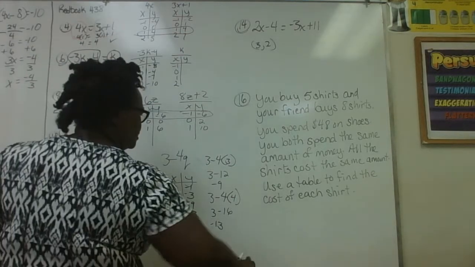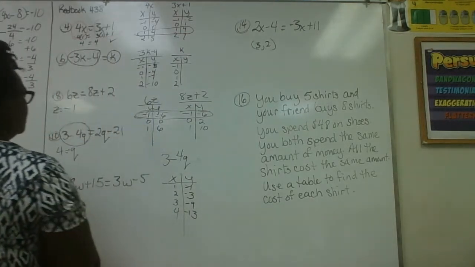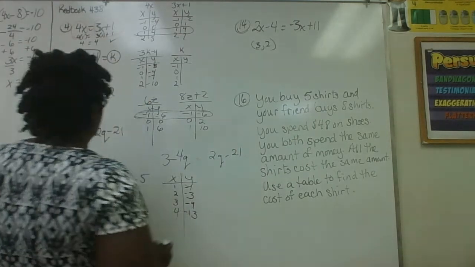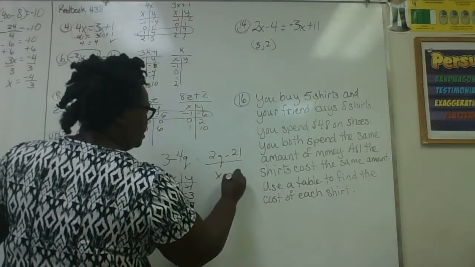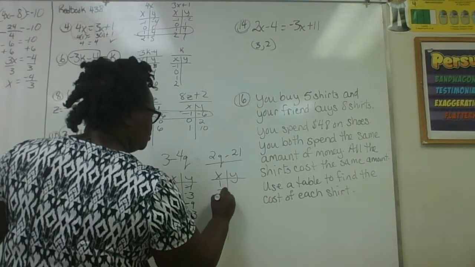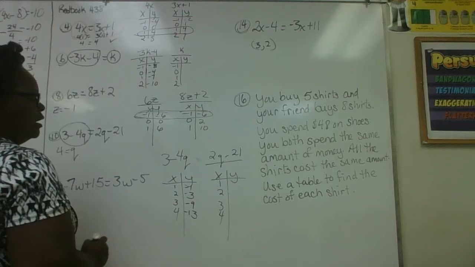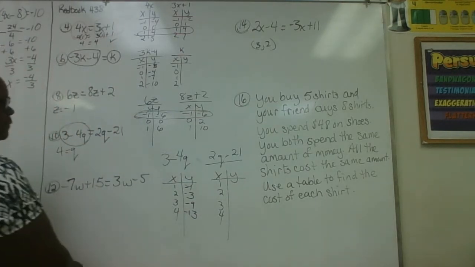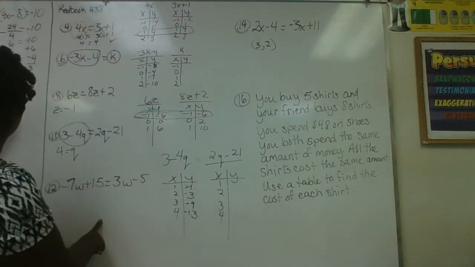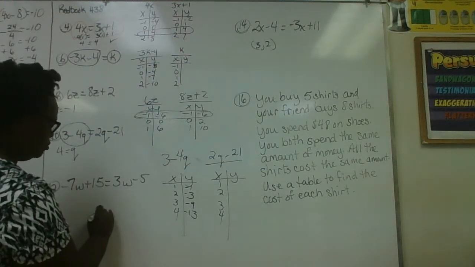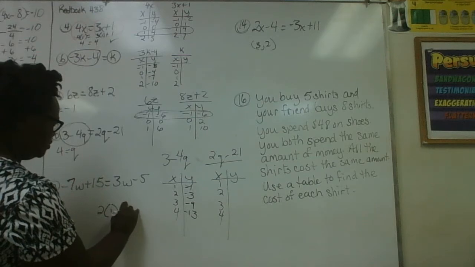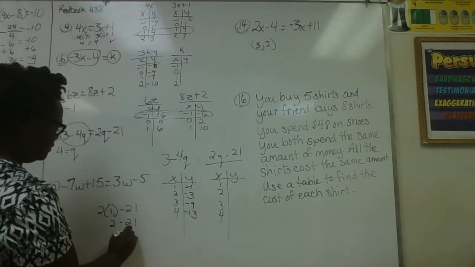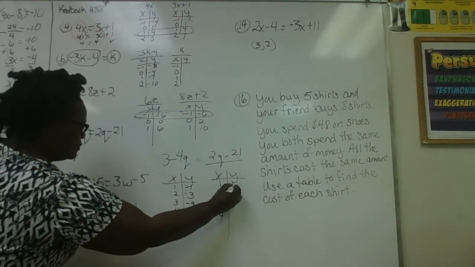All right, so now let's take a look at our next table. Our next table is 2q minus 21. All right, let's go with our x and our y. We're going 1, 2, 3, and 4. Okay, we need some working space here, we're going to use this spot here. When 2 times 1 minus 21, we have 2 minus 21, and that's going to give us a negative 19.